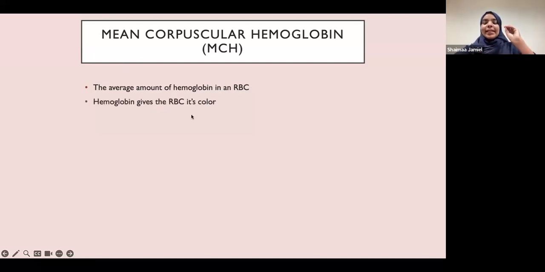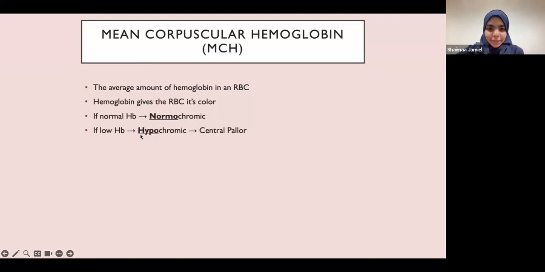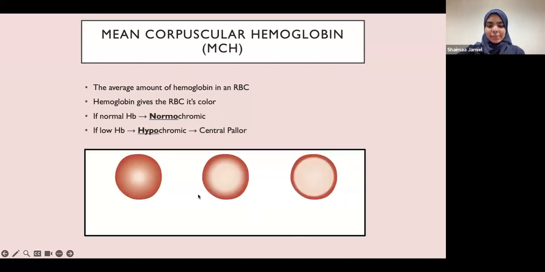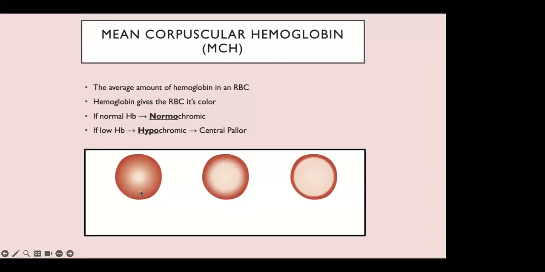So if there's a normal amount of hemoglobin in the red blood cells, then that would be normochromic, chromic meaning color. So they would look like normal color. But if it's below normal, then it would be hypochromic, okay? And it would appear as a central pallor. So here, if I give you, for example, this would be normal or hypo. Normal.